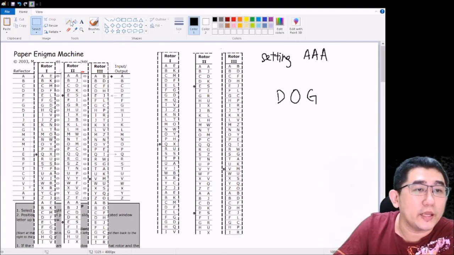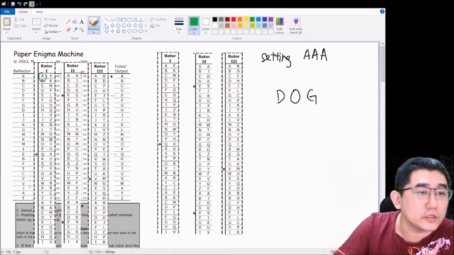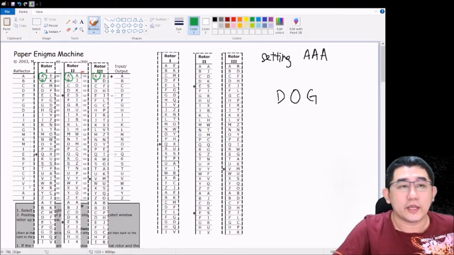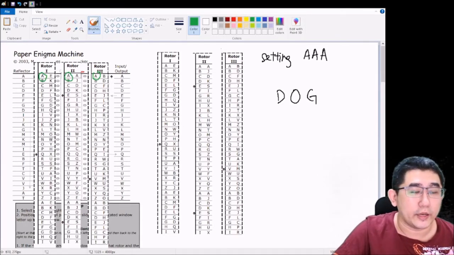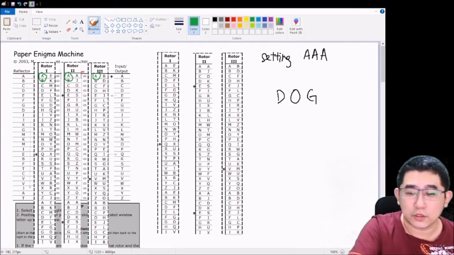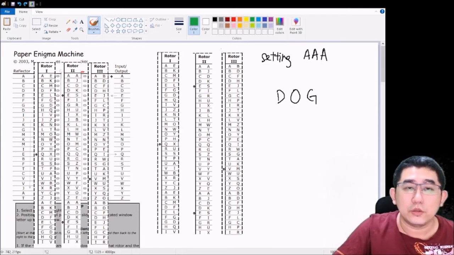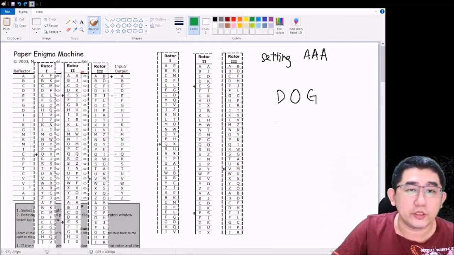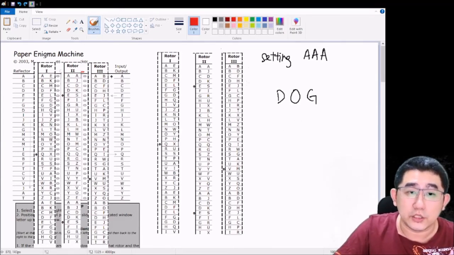So where is my AAA here? My AAA is this, with the setting A, A, and A. Of course I can set it into any order that I like, but for simplicity, for this exercise, I'm just going to set it as the letters AAA. So now I'm going to encrypt the message DOG.